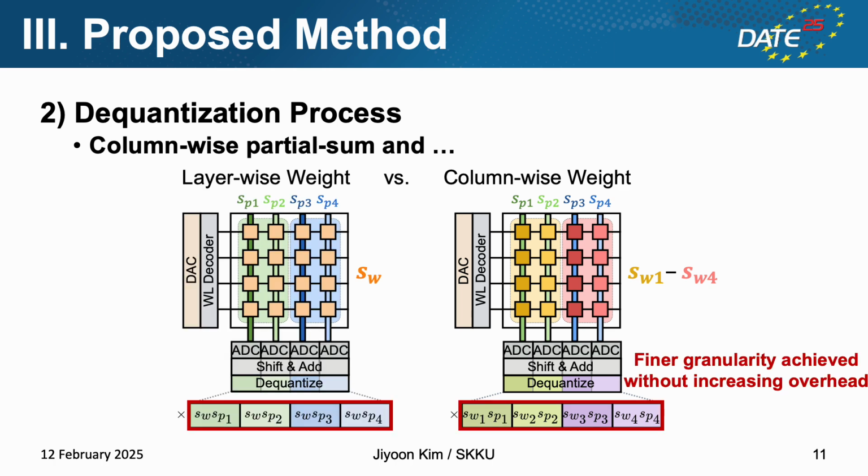Therefore, the takeaway here is that column-wise partial sum quantization enables finer weight granularity without increasing dequantization overhead. In other words, aligning column-wise quantization for weights and partial sums enables finer and more precise control over the quantization process without introducing additional overhead compared to the layer-wise weight with column-wise partial sum configuration.